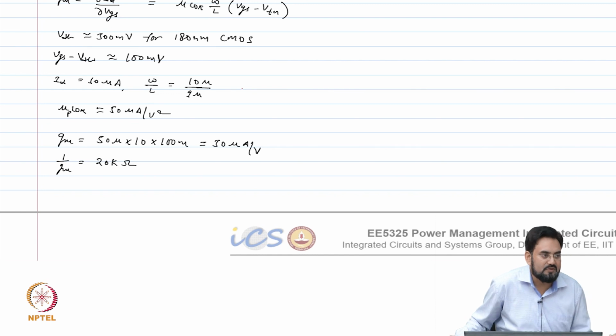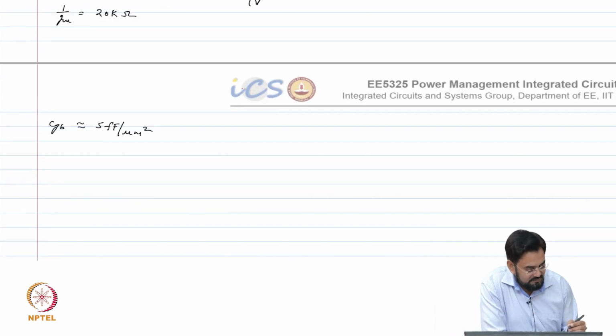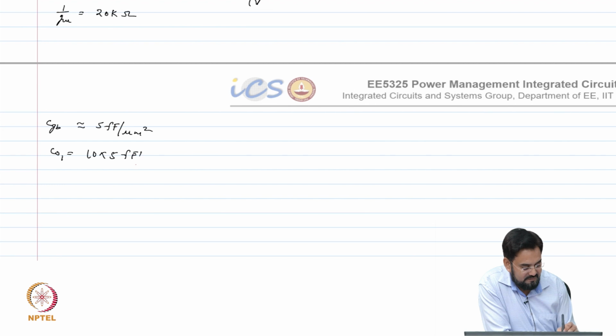So, your total cap will be C gate to bulk. If you simulate, it will show you as a CGG, which will show you the overall cap. So, this is per micron square. So, CO1 I would say. CO1 is 10 times into 5, which is roughly 50 femtofarad. Okay.